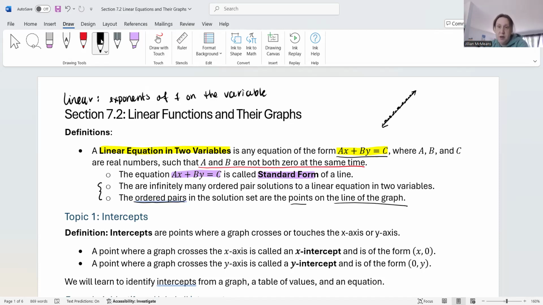It's not just arbitrary ordered pairs that we're saying are the solution set. We're saying that if we plot all of these ordered pairs that create the solution set to a linear equation in two variables, we are quite literally building the line for that equation, okay?